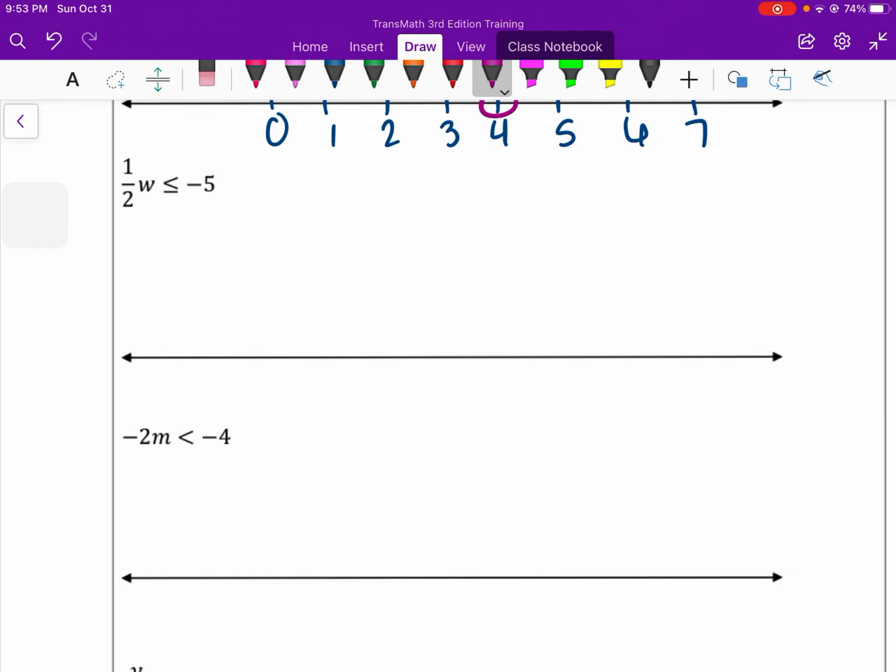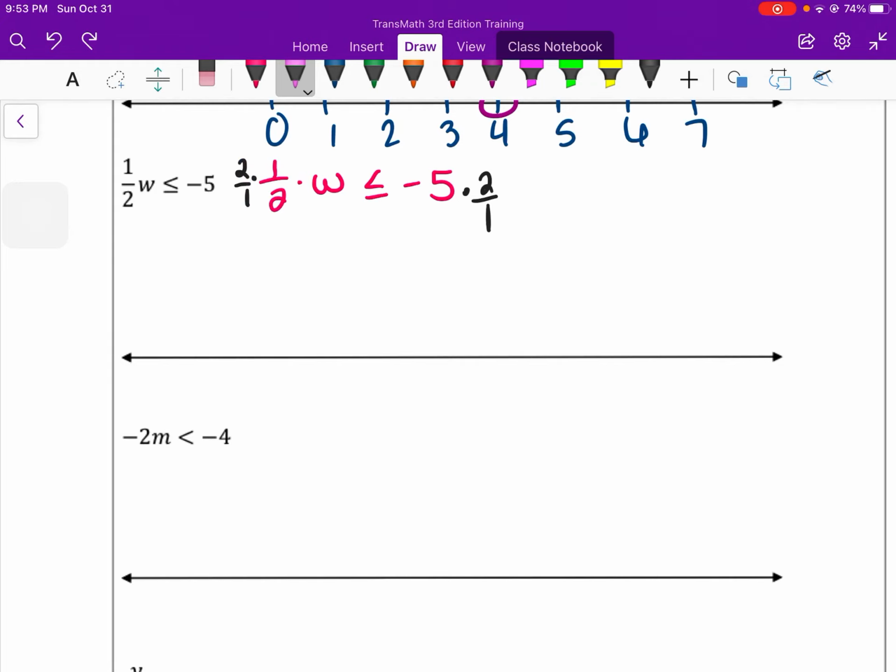Okay, 1/2 w less than or equal to negative 5. So again, this means 1/2 times w less than or equal to negative 5. So the inverse operation, or to get rid of the times a half, would be to divide by a half. But when we divide by a fraction, we actually keep, change, flip. We multiply it by the fraction flipped over. So when you have a fraction like this, we need to multiply both sides by the reciprocal instead, because then the fraction cancels.